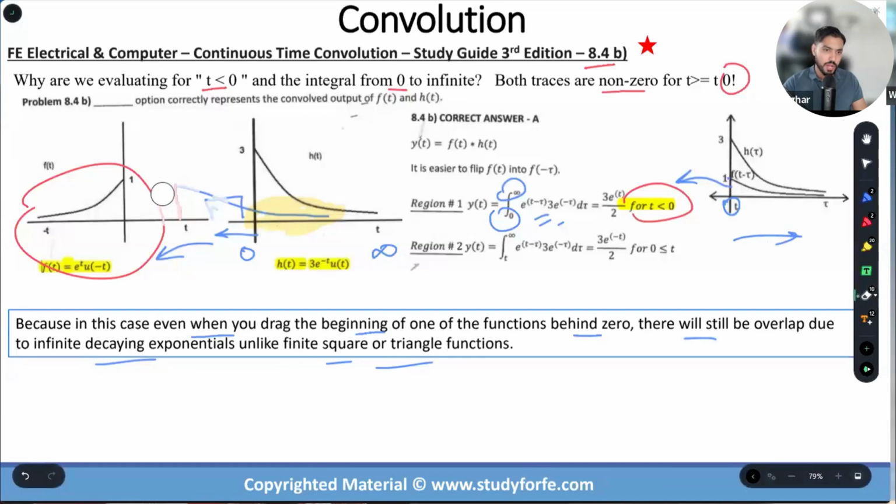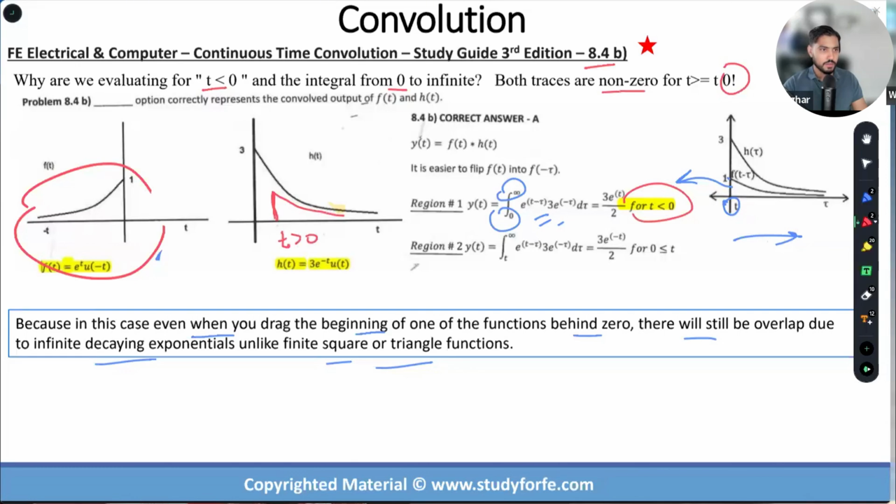So let me show you how those two regions of operations are different. And we did discuss it in the live program. I think we had another problem that was similar to this. So this is different, right? This is t greater than 0, because now we are overlapping in the positive direction.